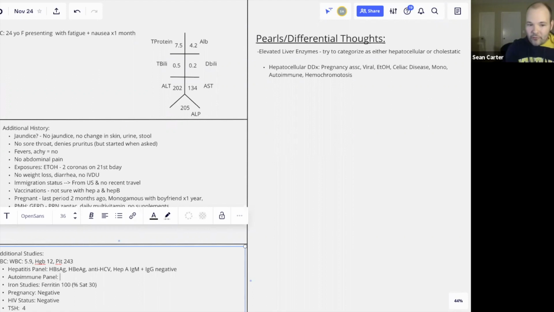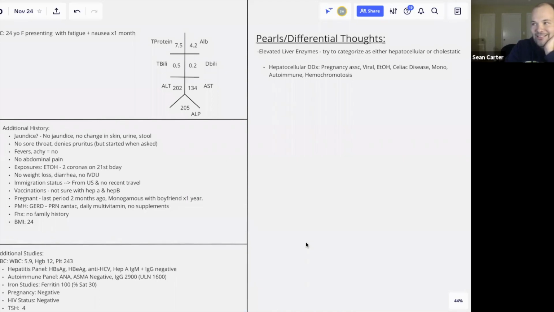Okay. So her ANA and her ASMA were both negative. Her IgG was 2,900. And the upper limit of normal is, I think, like 1,600 or something like that. Yeah, that's actually very high. So we have all these, and I'm kind of curious if you guys want any imaging, and if you want imaging, what are you thinking you might see?